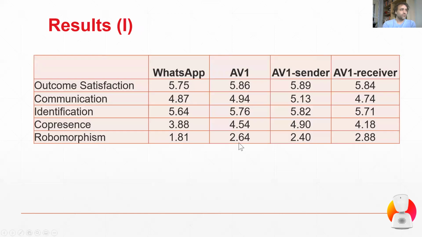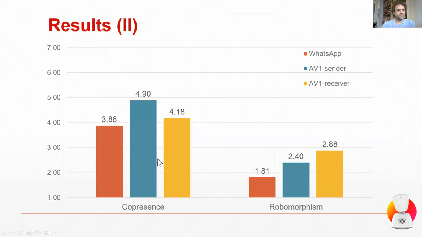So what did the results show? Well, as we expected, we found no main effects on the outcome variables, so no main effects on satisfaction, communication, and identification, but we did find an effect on the mediators. People in the telepresence condition with the robot experienced more co-presence, but also more robomorphism. You can see this in the table: compared to WhatsApp, which is the red bar, you see more social presence in the telepresence condition, both for the one controlling the robot and the one interacting with the robot.